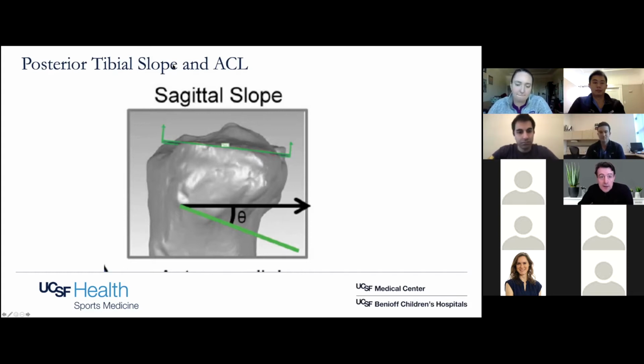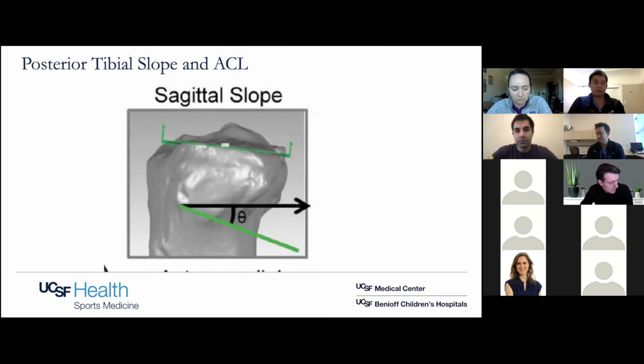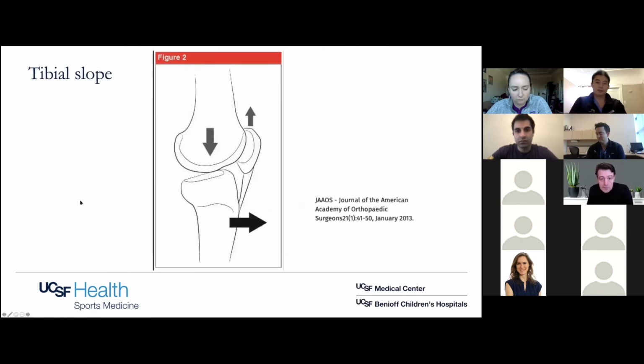Let's see, Alex, why is the slope important? I mean, the slope's important because, say you have a very increased tibial slope, obviously that's going to put more strain on your ACL, make it more likely for the tibia to subluxate anteriorly. So something to consider when you're planning. So let's say you had a high slope in a primary ACL. Would you do an osteotomy?